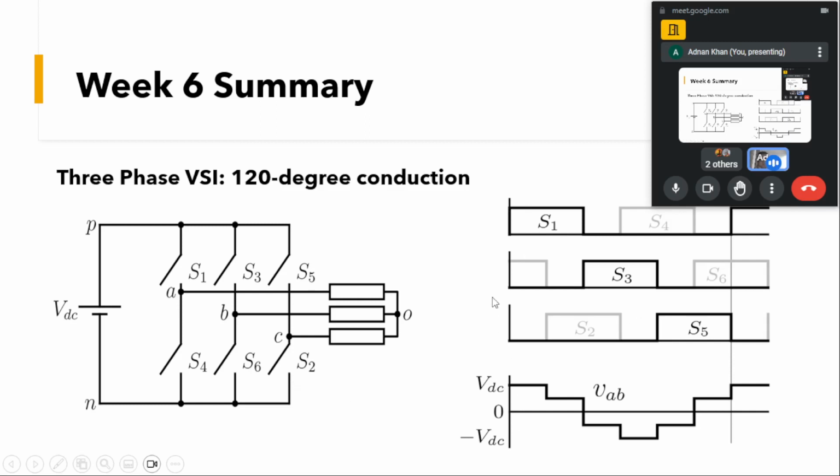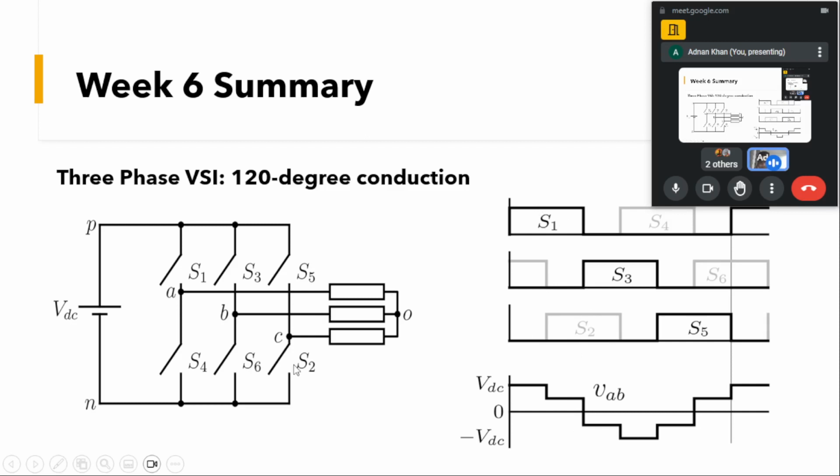Here also, we will take an interval from 0 to 60 degrees. Here S1 and S6 are on, this line is starting from this point because it will repeat after that. When S1 and S6 are on, we know VAB will be equal to VDC. That is for this 0 to 60 degrees.